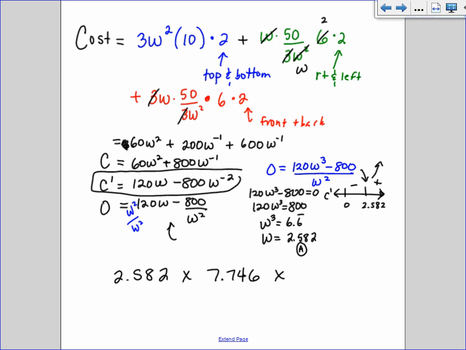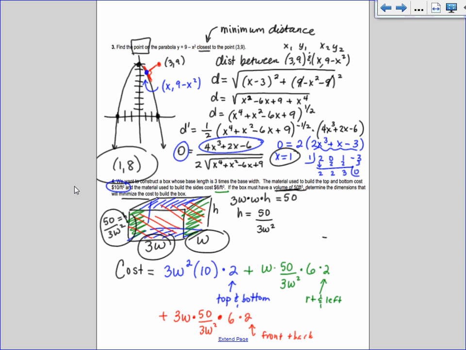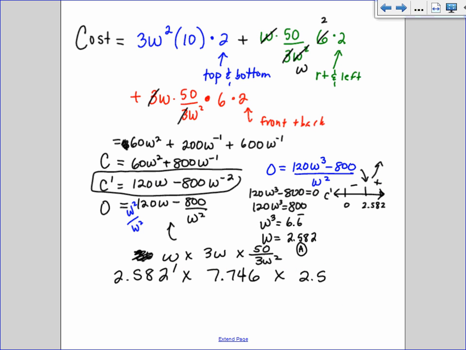Is it still defined on height or is it still on cost? I'm still on the cost. Okay. Well, I'm not on the cost. I'm finding the dimensions. Like it was w by 3w by 50 over 3w squared, right? That was like the length with height. All right, so the last one is 2.5? Did you guys get that? Yeah? Units? Feet? So just do your little tick mark for feet, or you could write FT. All right, and that's your answer. So there's your dimensions.